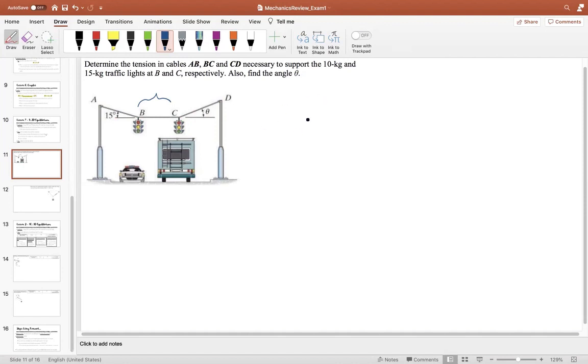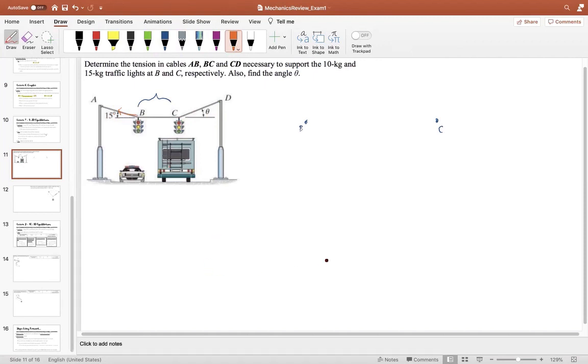So here you have point B, and later on you have point C, and there is some cable between them. My first advice: label every single force. So here you have the 15, and it's the sine and cosine of 15.